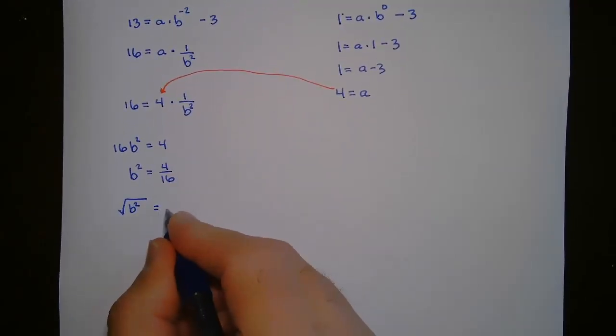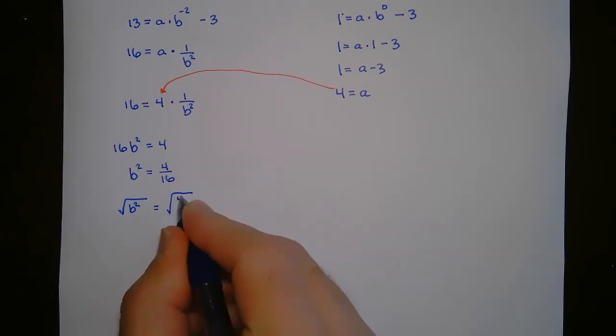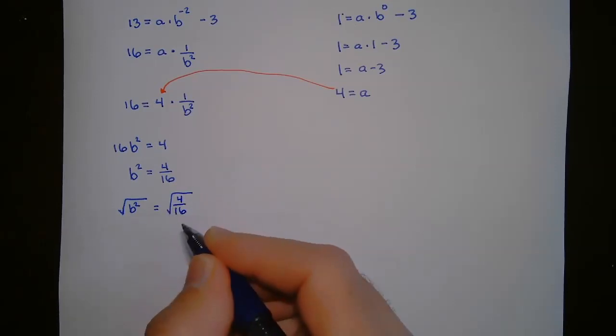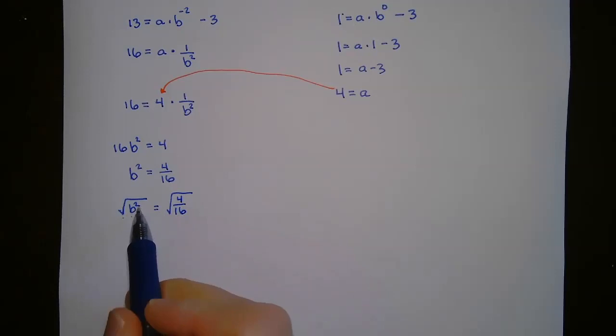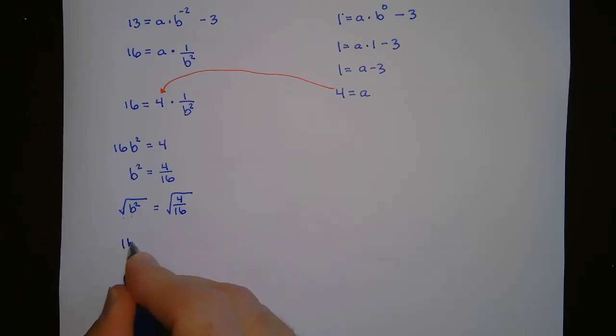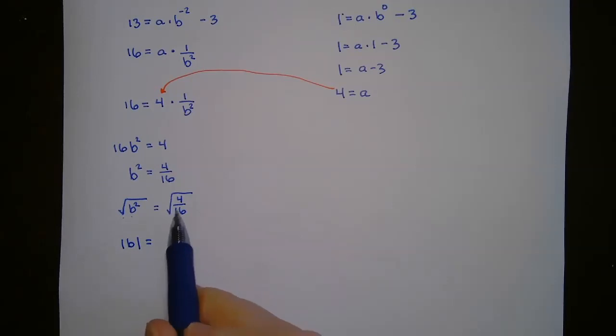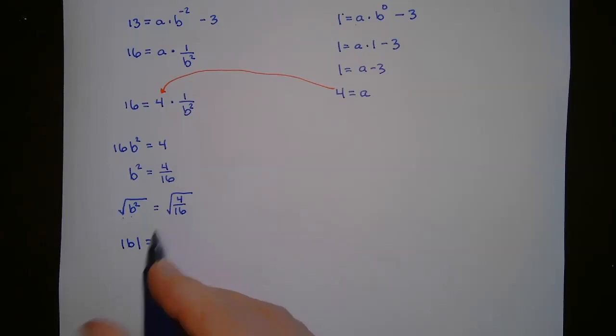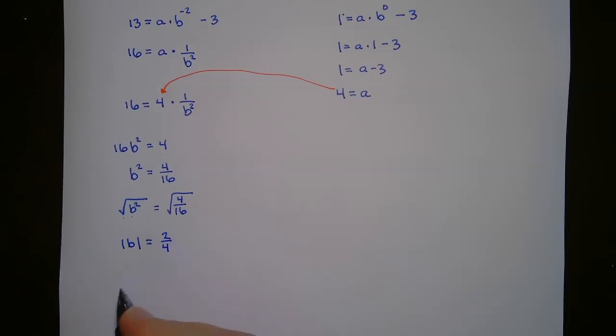So the square root of b squared is equal to the square root of 4/16. The square root of b squared is the absolute value of b, and the square root of 4/16 is the square root of 4 over the square root of 16, which becomes 2 over 4. Now that can be simplified, and I want you to simplify it. So the absolute value of b is equal to 1/2, because both are divisible by 2.